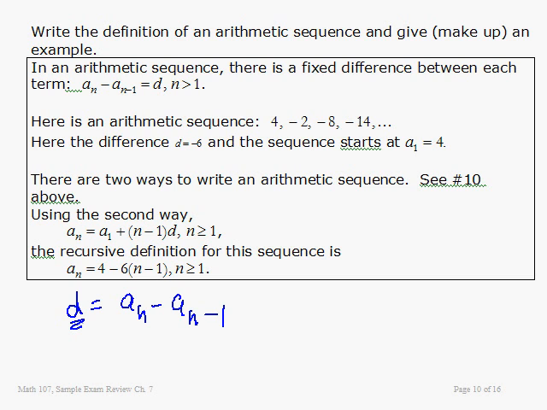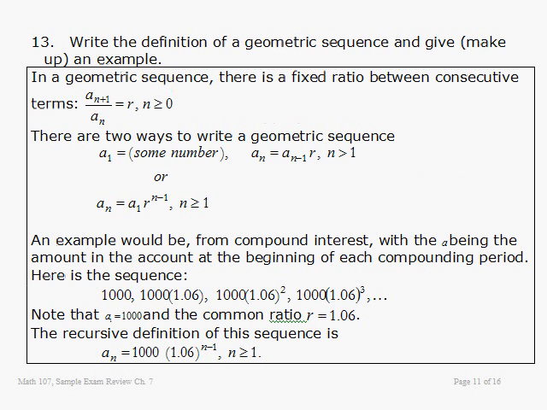Another way to define it is just to write the recursive definition. That also defines an arithmetic sequence. And then you, of course, make up an example. And now for a geometric sequence, there's a common ratio. This R is a common ratio.